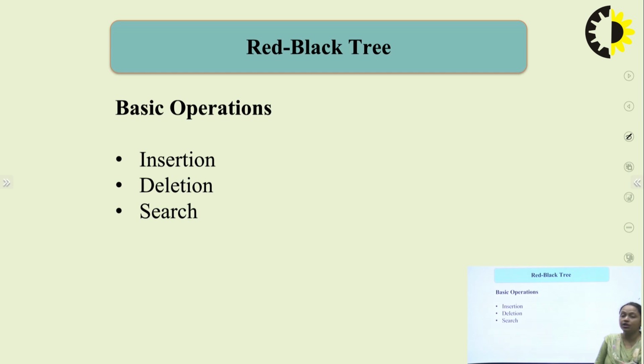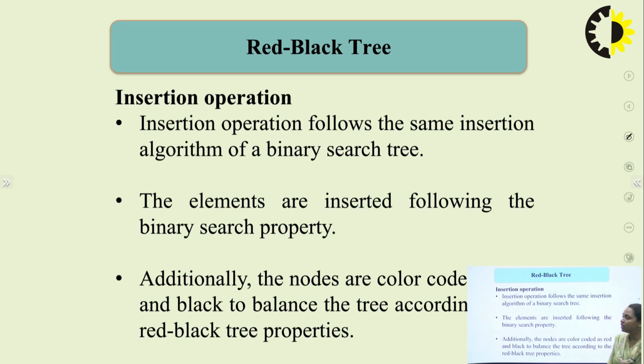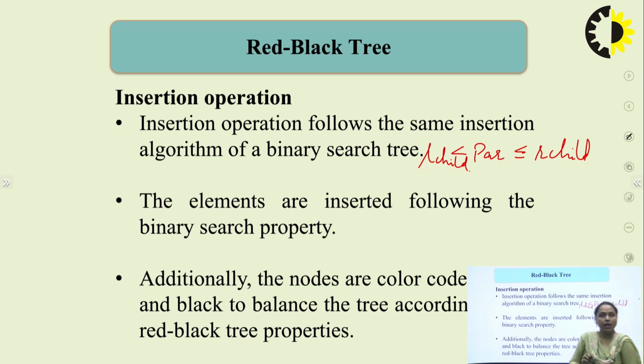Now, what are the basic operations associated with RB tree? That is insertion, deletion and search. Today we are going to discuss insertion. For insertion operation, as in the binary search tree, insertion can be done on the basis of only one property. That is, parent must be less than or equal to the right child and parent is greater than or equal to the left child. But in RB tree, one color condition is also there. So, for that, some situations arise and basically we have two cases. The insertion operation follows the same insertion algorithm as for binary search tree, plus the elements are inserted following the binary search property only. That is this property.